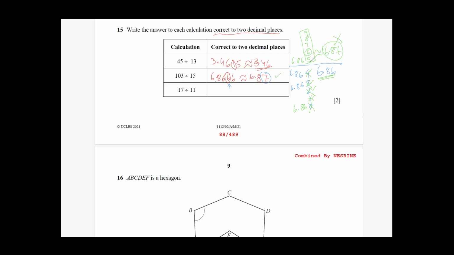But if the third place digit is either 5 or 6 or 7 or 8 or 9, then the answer would be 6.87. That means the second place digit, the second decimal place, would be increased by 1, as is the case over here. Okay.